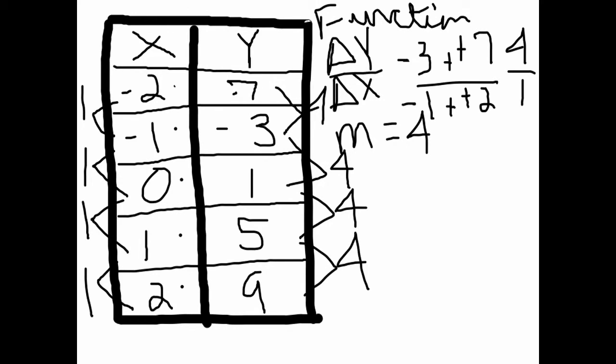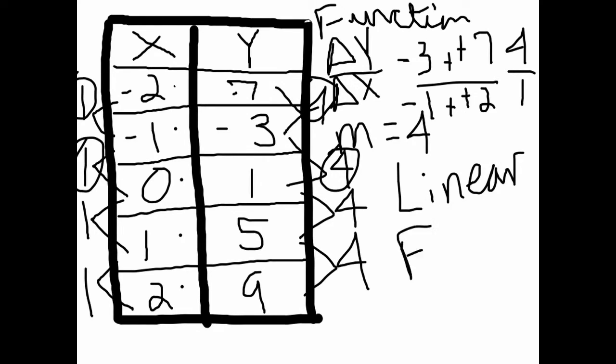Now, can I divide any of these at any moment and get 4? Well, I know that 4 divided by 1 is going to leave me with 4. 4 divided by 1 on this side will leave me with 4. So yes, this table is linear. It's also a function. So this table is a linear function.